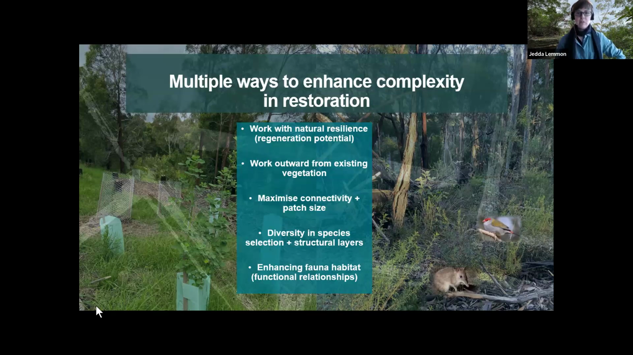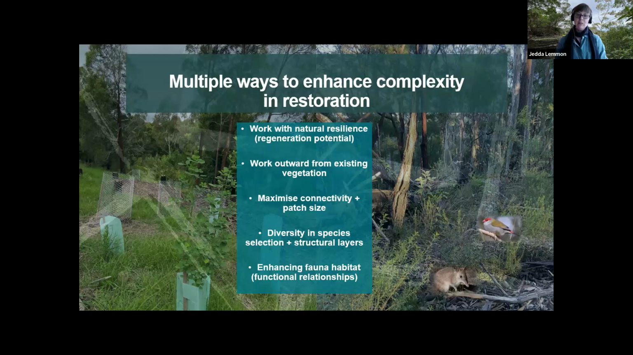Firstly, working with natural resilience and regeneration potential in the landscape is a really key way of working with the natural processes and boosting our own efforts by working with what naturally happens in the landscape with succession and so on. Working outward from existing vegetation is one of the ways we can do that. Maximizing connectivity between remnant patches of vegetation and patch size is really important.